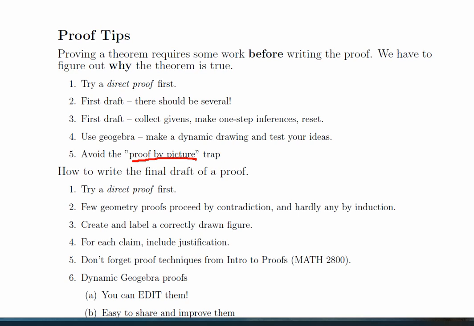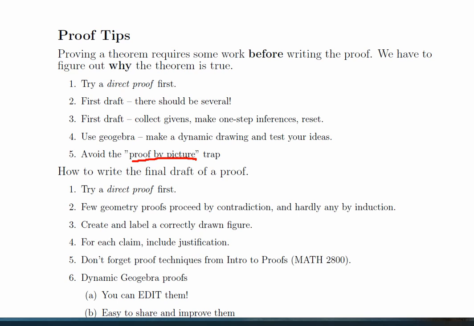That means that sometimes you can accidentally draw the one figure, like the one right triangle, that it happens to be true for. So you're trying to prove a theorem, and you accidentally draw the picture that makes it sort of obviously true. But that's not all right triangles, right? There may be other right triangles for which that doesn't work. So you've got to be careful about the picture.